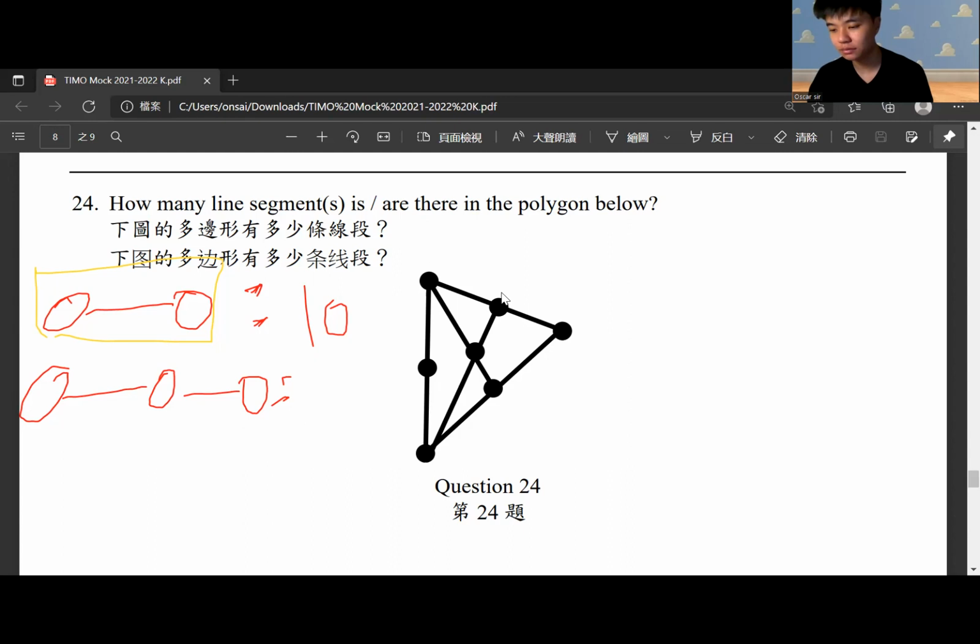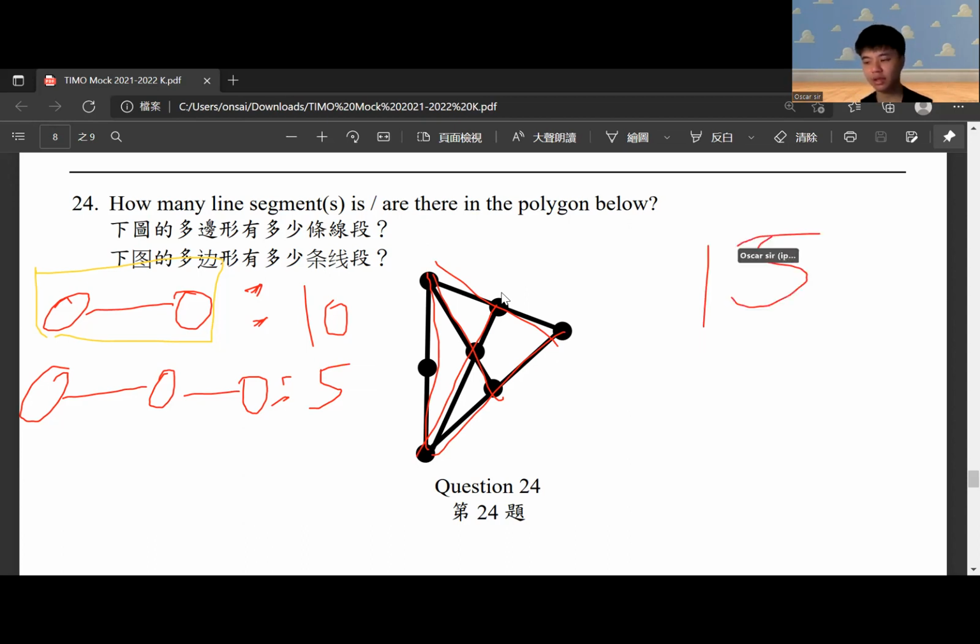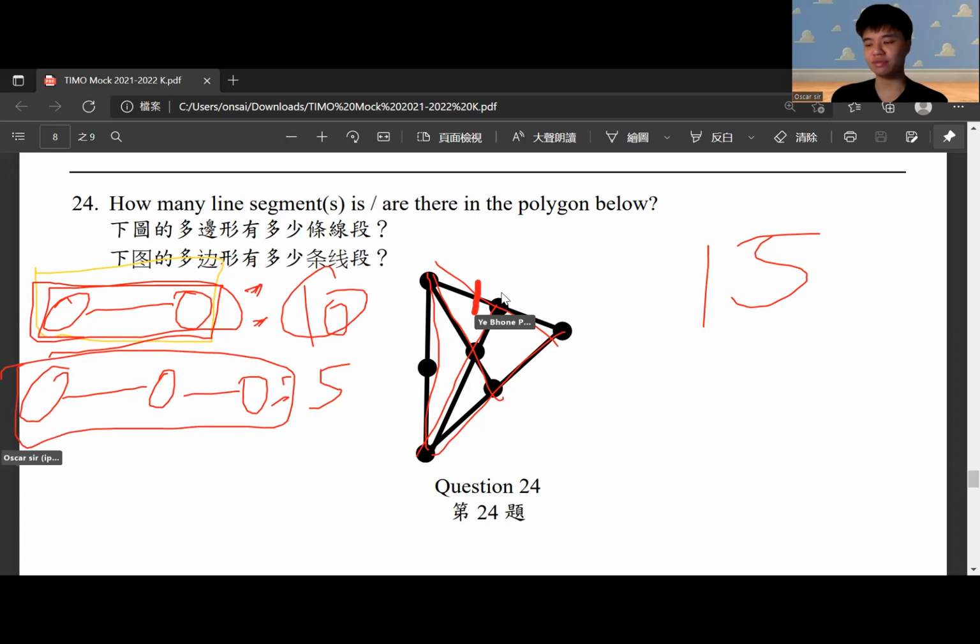We need to count the segments like this, okay? So there are 1, 2, 3, 4, 5. So you guys are answering the right answer. There are 15. Yeah, 15. Actually, in a geometry question, you only need to count it. But you can try to count it by a systematic method, just like Mr. O. One by one. The segments like this, we count it, 10. The segments like this, we count it, it's 5, and then add it all, okay?